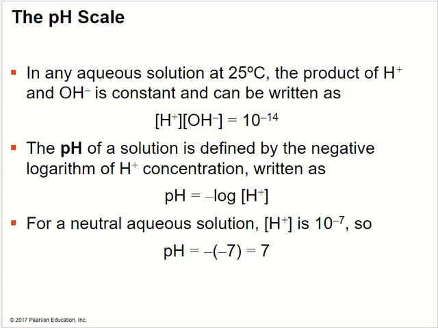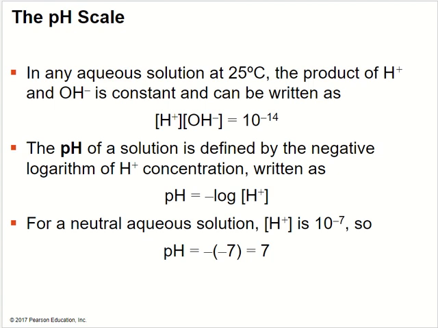In aqueous solutions at 25 degrees Celsius, more or less room temperature, the product of hydrogen ions and hydroxide ions is a constant written as 10 to the negative 14. The pH of a solution is defined by the negative logarithm of hydrogen or hydronium ion concentration, or pH equals negative log of H+. If you're more math inclined, that's negative log base 10 of hydrogen ion concentration.